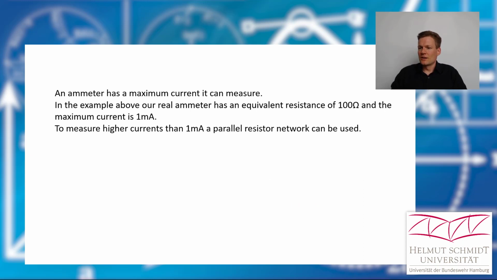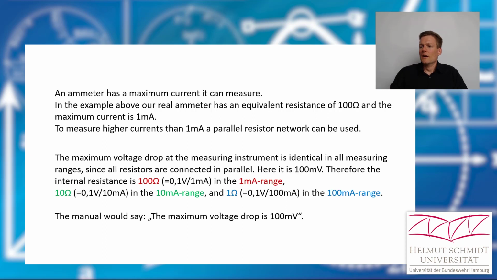Okay, so what I said: our real ammeter has an equivalent resistance of 100 ohm when it measures 1 milliampere, and if we want to measure higher currents, we need a parallel resistor network. Okay, and here in our example, we had an internal resistance of 100 ohm in the 1 milliampere range, 10 ohm in the 10 milliampere range and 1 ohm in the 100 milliampere range.